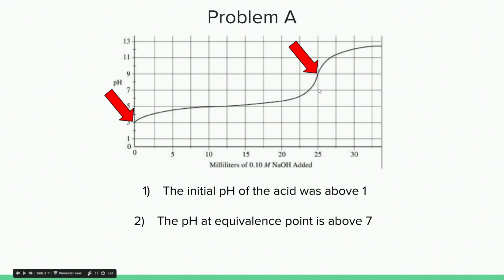And if this was a strong acid and a strong base, it would be at 7.